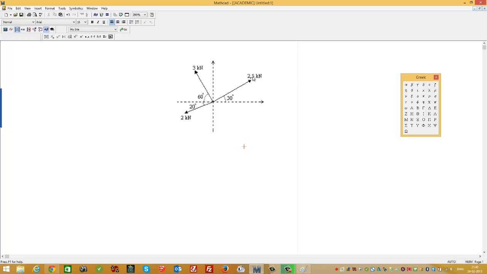So I'll put in all the known things. So I start with F1, F2, F3. F1 is 2.5 kilonewton. Then F2 is 2 kilonewton and F3 is 3 kilonewton. Now I also have the different angles. I have 30 degrees for F1 and 20 degrees for F2 and 60 degrees for F3. So I'll give them the names alpha 1 is 30 degrees, alpha 2 is 20 degrees and finally alpha 3 is 60 degrees.